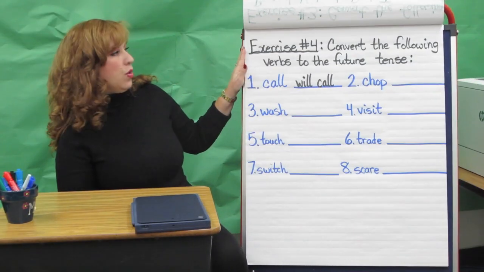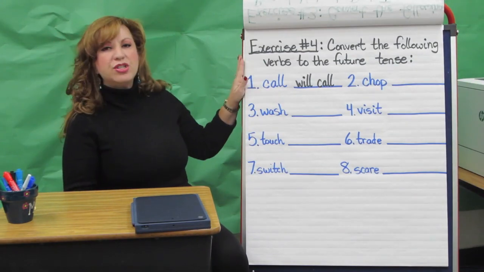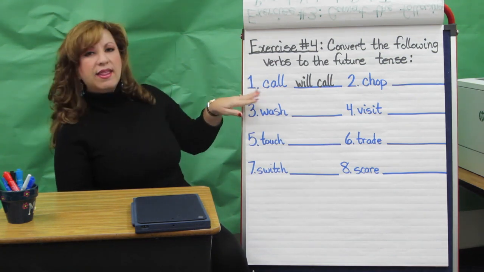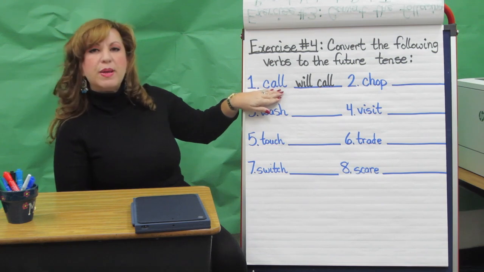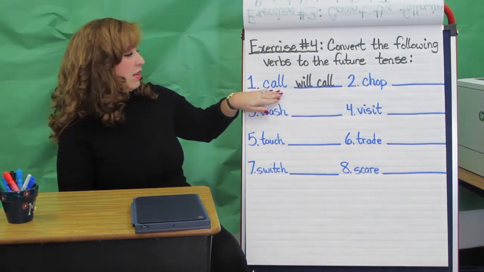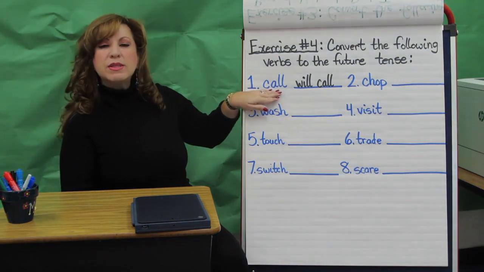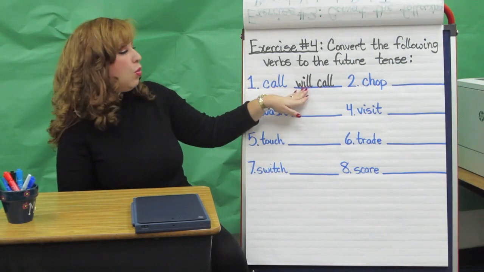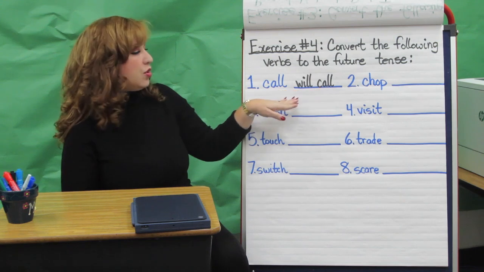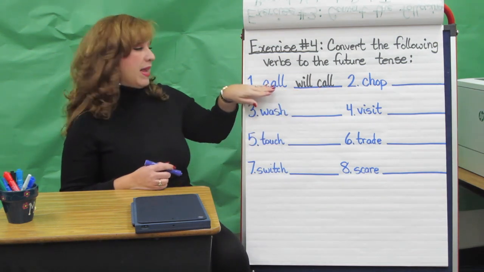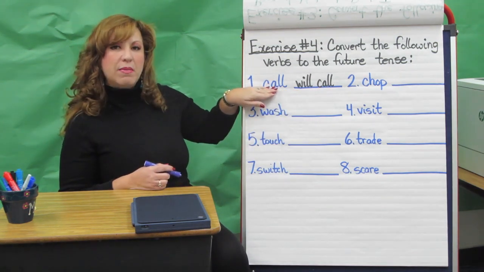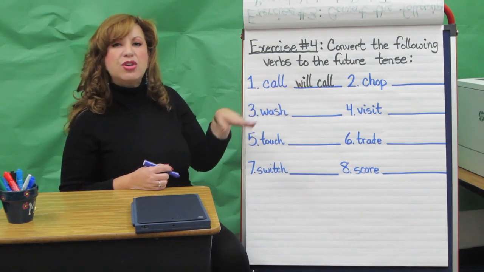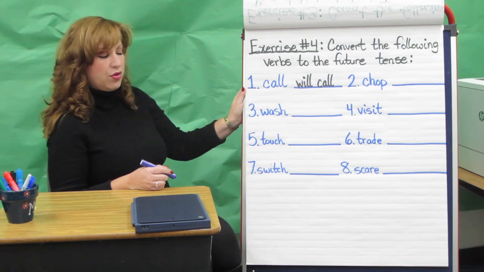In exercise 4, we're going to convert the following verbs into the future tense. So, you're going to see that number 1, the verb is call. In the word call, when it becomes a future verb, we use the word will. Will call. So you're going to see that the base word stays the same, but we include the word will before the verb to turn it into a future tense verb.